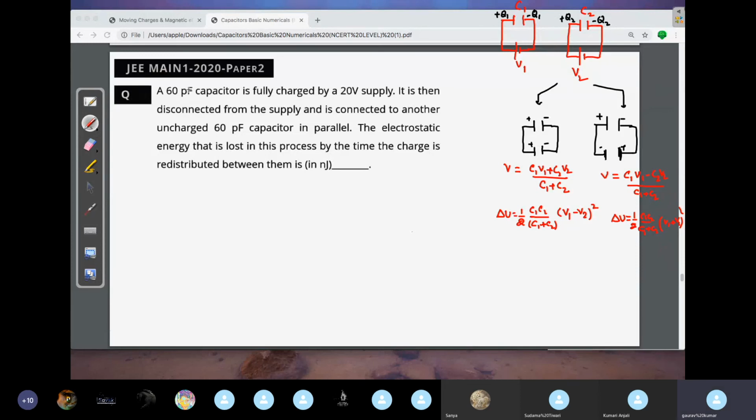A capacitor of 60 picofarad is charged by 20 volt. So what is C1? C1 is given as, let's say, C. V1 is given as, let's say, V. C2 is given as C. V2 is given as 0.